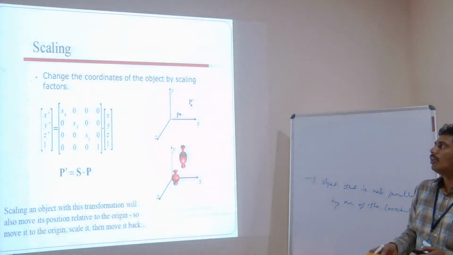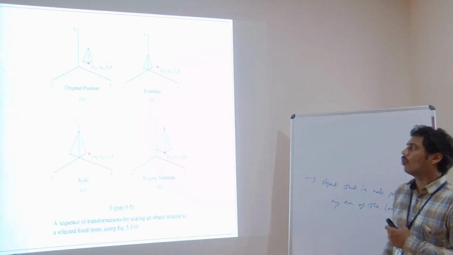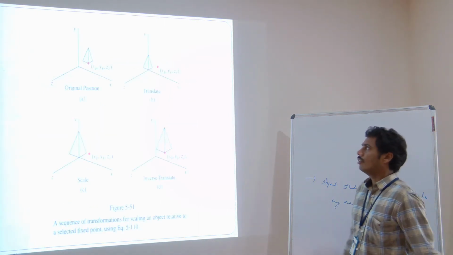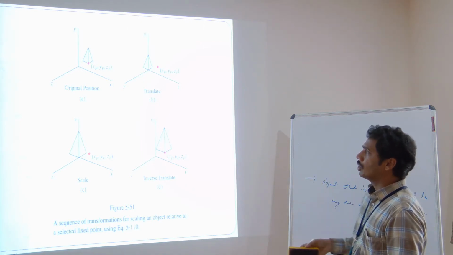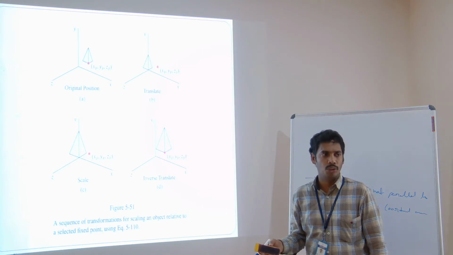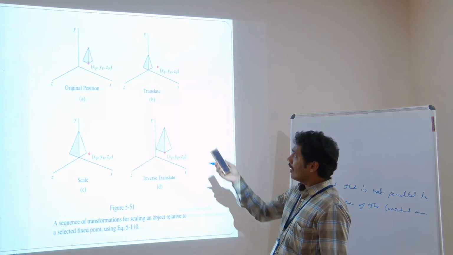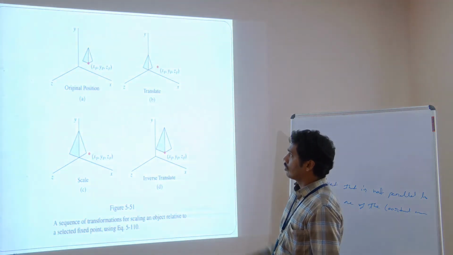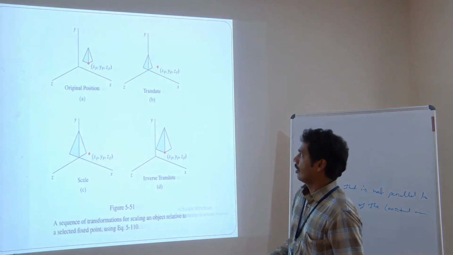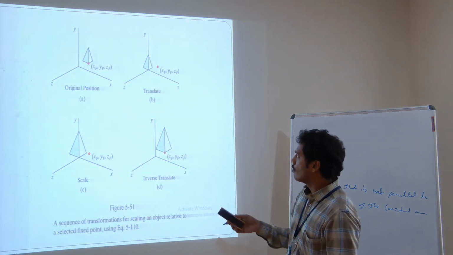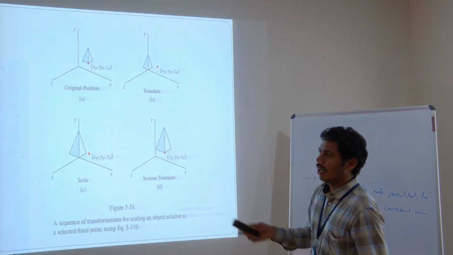Now we will see how to scale an object with respect to particular coordinates. I am considering an object in its original position. Here x, y, z is the point, that is, the image which I want to scale. I am trying to scale that object and make it either smaller or larger, whatever it may be.